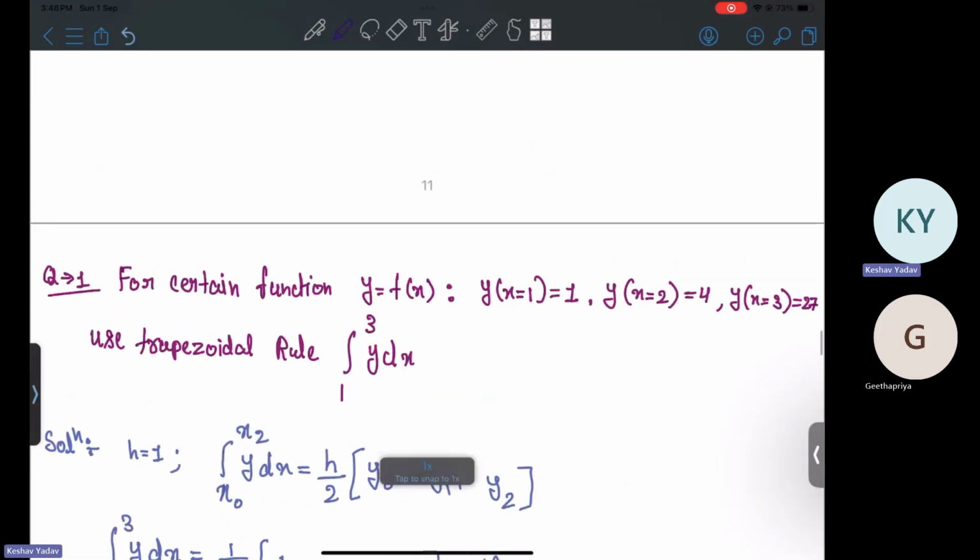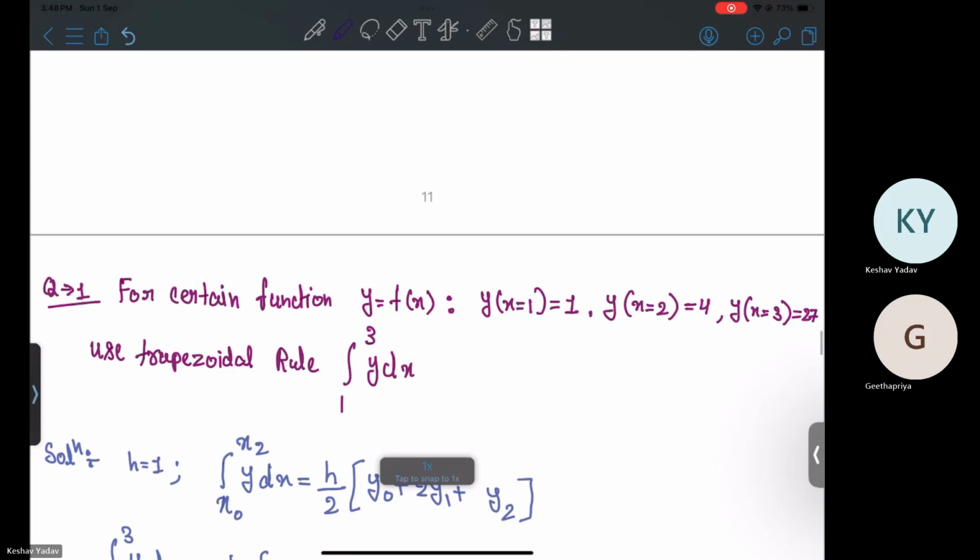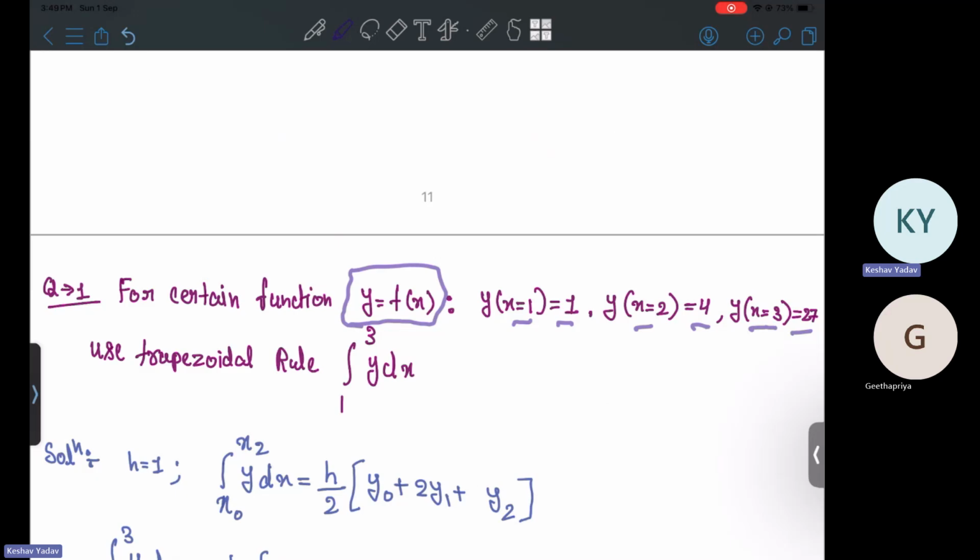So this is the first problem. We have a certain function y equal to f(x) such that y at x equal to 1 is 1, y at x equal to 2 is 4, y at x equal to 3 is 27. And we wish to find the integral from 1 to 3 of y dx using the trapezoidal method.